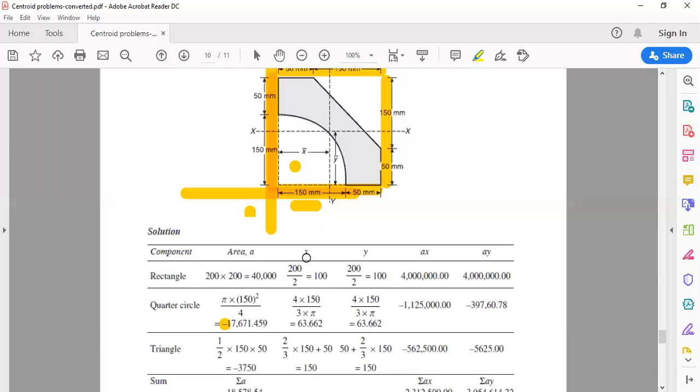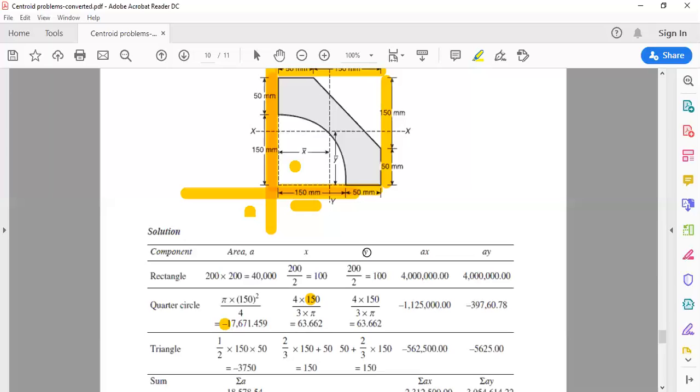Next, I want x bar. So x bar is the distance which is measured from reference y-axis to individual centroid. And since we are measuring it from the face of the quadrant of a circle, we know the direct value, that is 4r by 3 pi. Where r is 150. So it is 4r by 3 pi, which on calculation we get as 63.66.